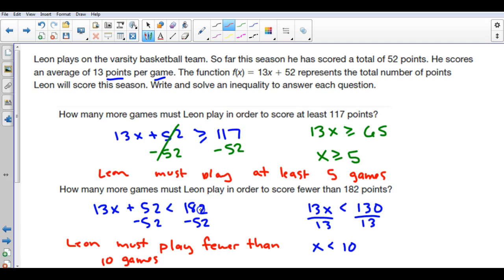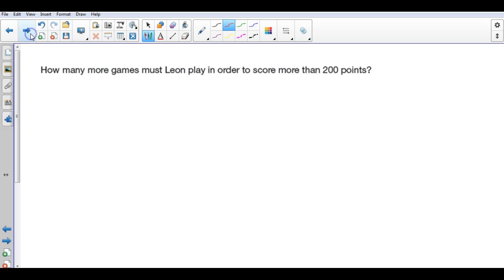So if he plays 10 games, he will earn 182 points. But I don't want him to earn 182 points. I want him to earn fewer than 182 points. So he cannot play that 10th game. If he plays that 10th game, he's going to earn the 182 points, and that's not what the problem is asking for. So he must play less than 10 games. So 9 games would be okay, or 8 games would be okay.